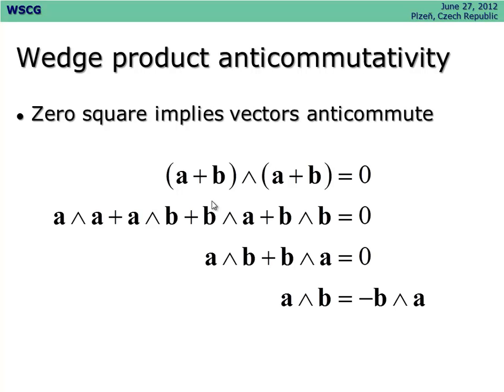So if we were to just go through a little proof here by taking a vector A plus B and wedging it with itself, then we can really easily get down to the fact that A wedge B equals negative B wedge A. And that just happens because, remember, anything that's wedged with itself is zero. So this goes away, and the B wedge B goes away. We're only left with this. We move one to the other side of the equation.